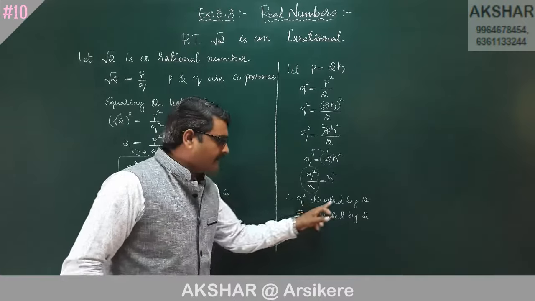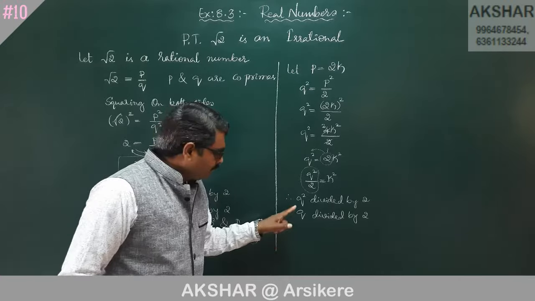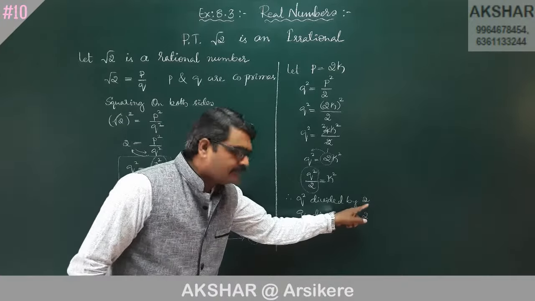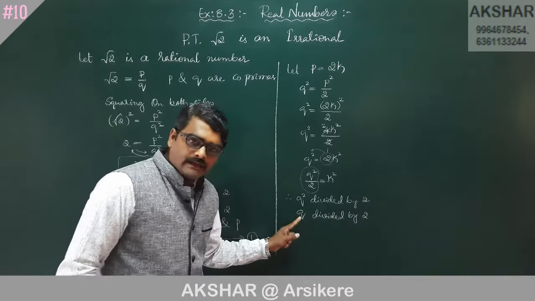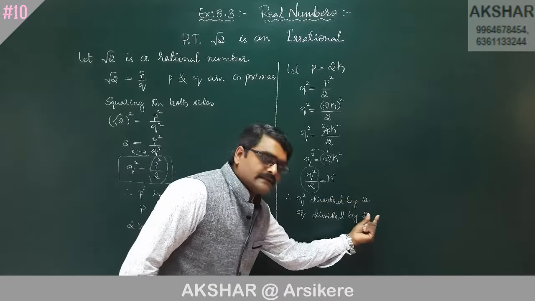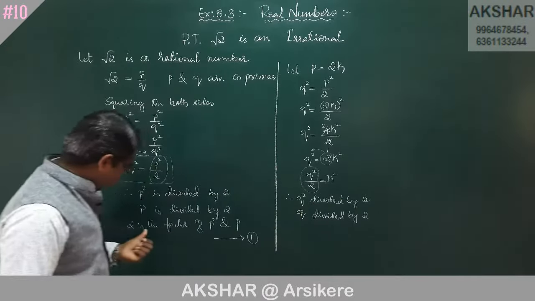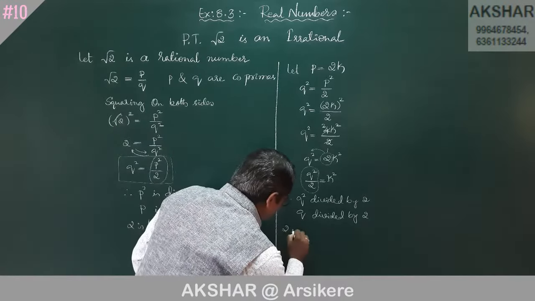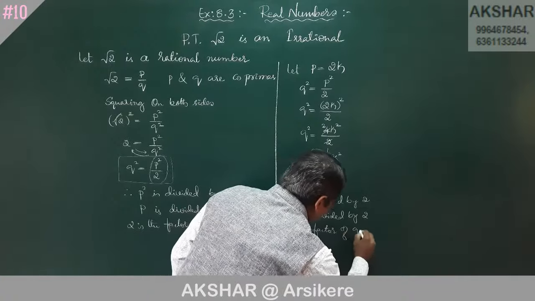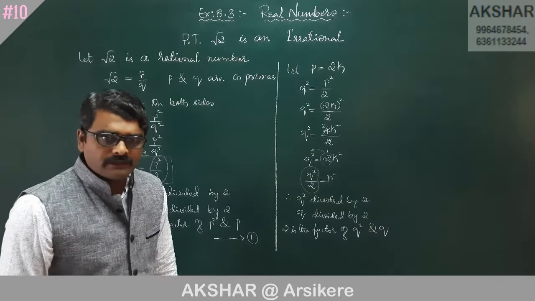If q square divided by 2 and q also divided by 2, then q square and q are multiples of 2, or in another sentence, 2 is the factor of q square and q. Can I write like this? Yes, 2 is the factor of q square and q. Right? Okay, my dear children.